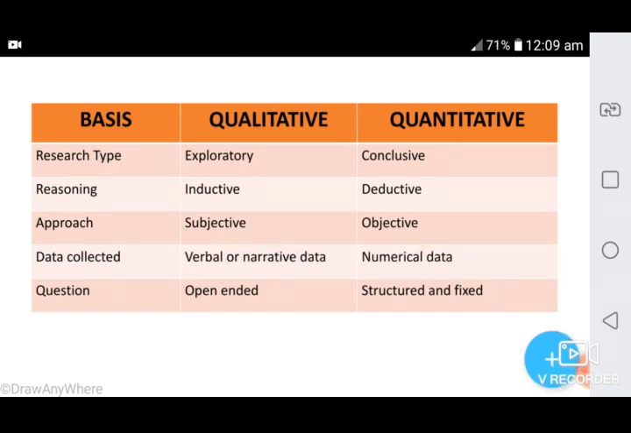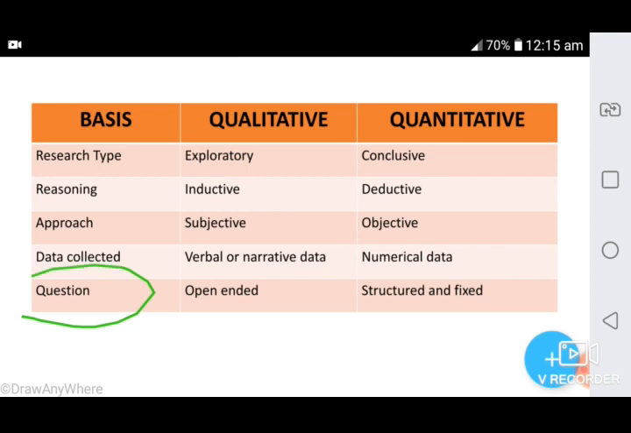Next one, on the basis of data collection. Data collected under qualitative research is of a verbal or narrative nature, which can be analyzed through pictures, objects and words. And data collected under the quantitative method is numerical data. It can be presented through charts, graphs and tables, etc.